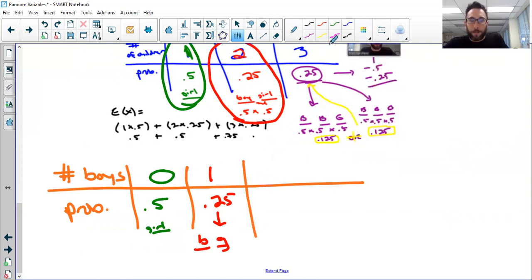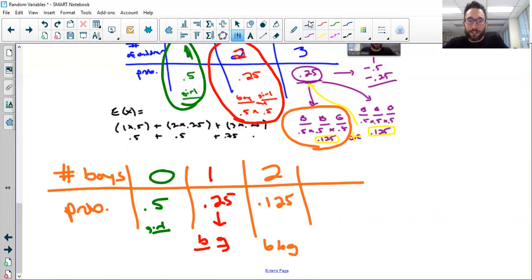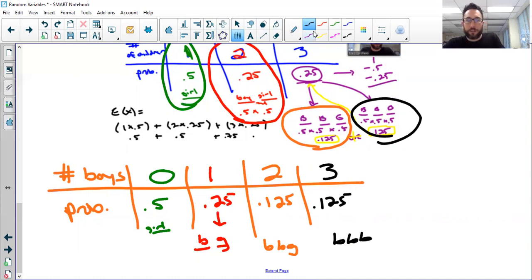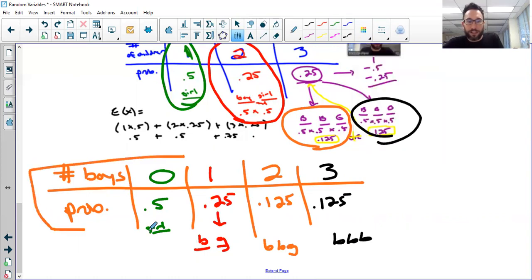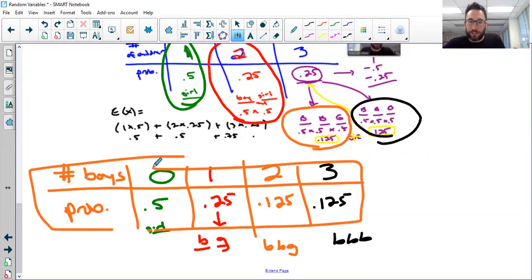Then here we have to consider these 2 scenarios. In this spot in orange, here's how we could have 2 boys. To have 2 boys, we would have boy, boy, girl, which is this 0.125 in the yellow box. And lastly, we could also possibly have, in black here, 3 boys, which would mean we have to have boy, boy, boy, which is another 0.125. From there, to get the expected value, just multiply each outcome times its probability and add, and that will give us the expected number of boys.